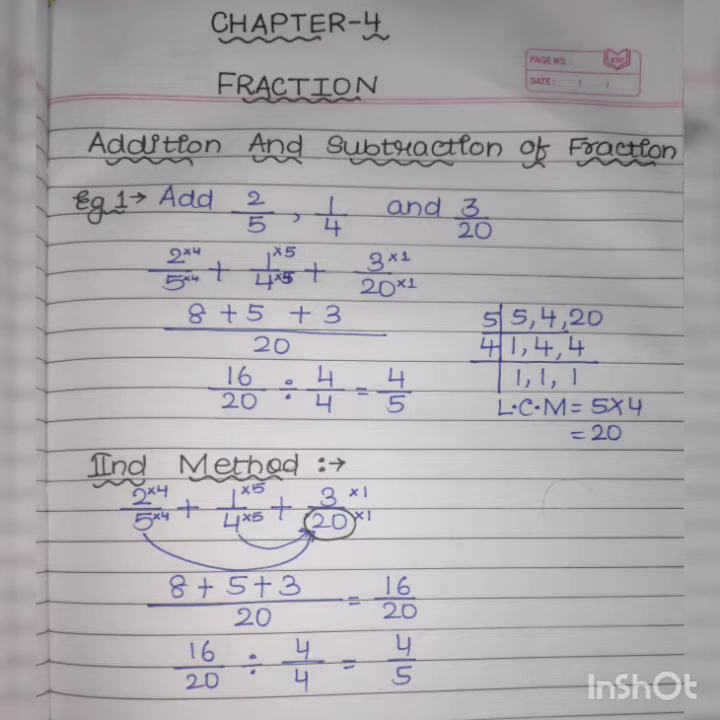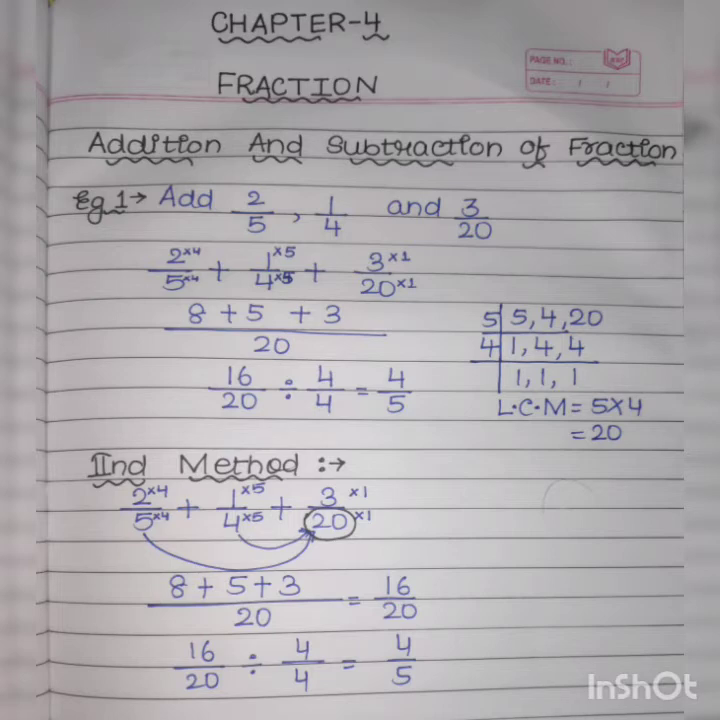Now see, 16 and 20 come in which table? It comes in the table of 1, 2 and 4. So now find out the greatest one out of 1, 2 and 4. Which is the greatest one? The greatest one is 4. So we have to divide 16 by 20 with 4. Now after dividing it, we get the answer, that is 4 by 5.